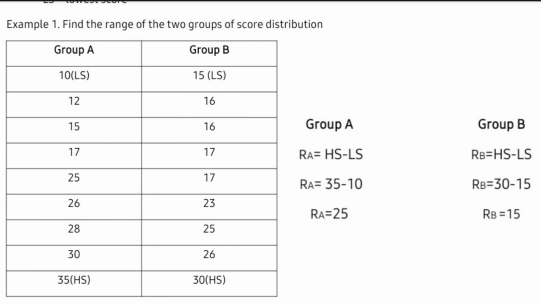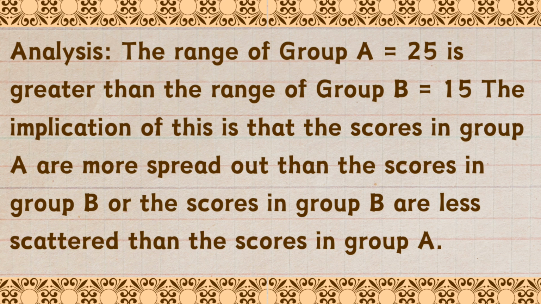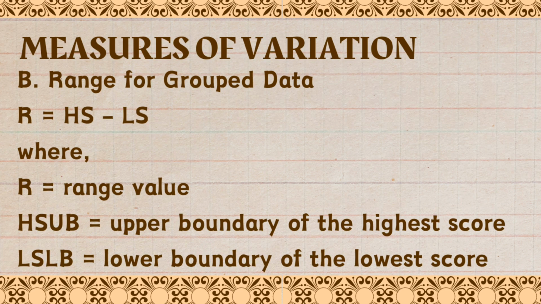So that is the range of ungrouped data. Our analysis is that the range of Group A, 25, is greater than the range of Group B, 15. The implication of this is that the scores in Group A are more spread out than the scores in Group B, or the scores in Group B are less scattered than the scores in Group A.